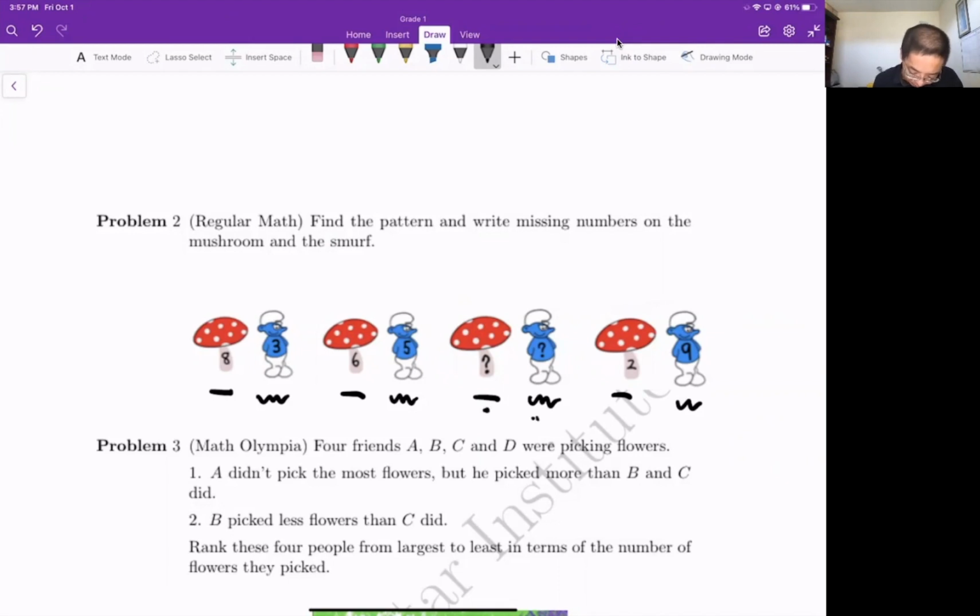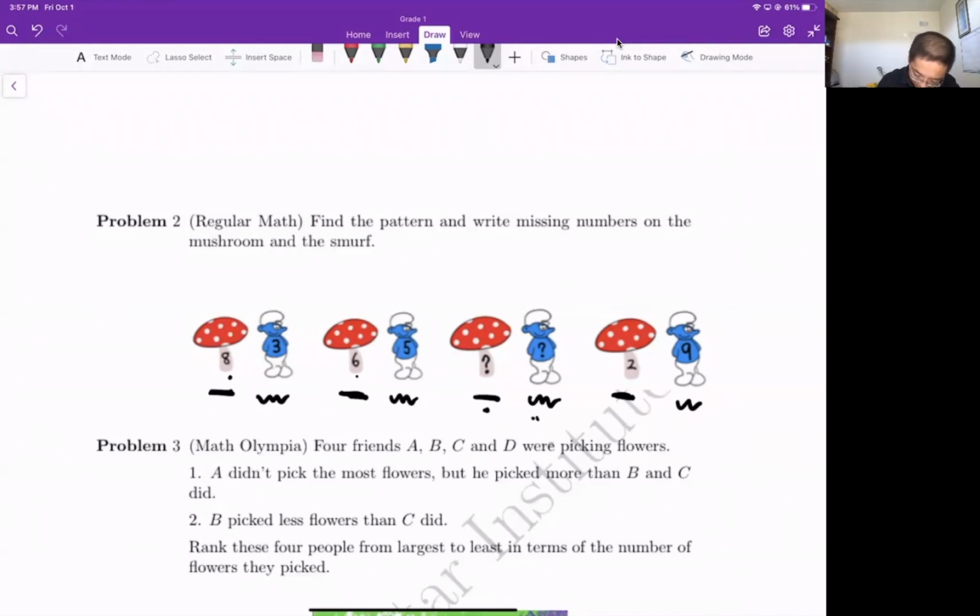Okay, let's observe the pattern. If I look at the mushrooms, we have 8, 6, and 2. So which number should we put in this mushroom? Well, if we look at the pattern, it's from 8 to 6, right? It goes down by 2.